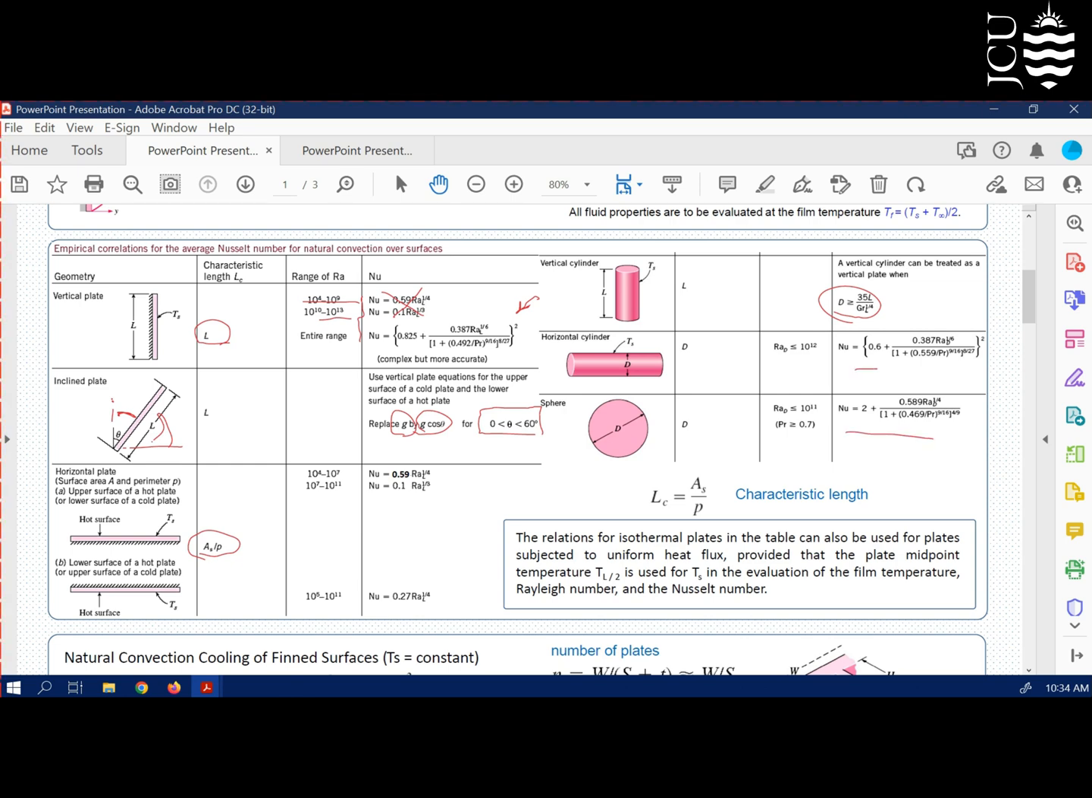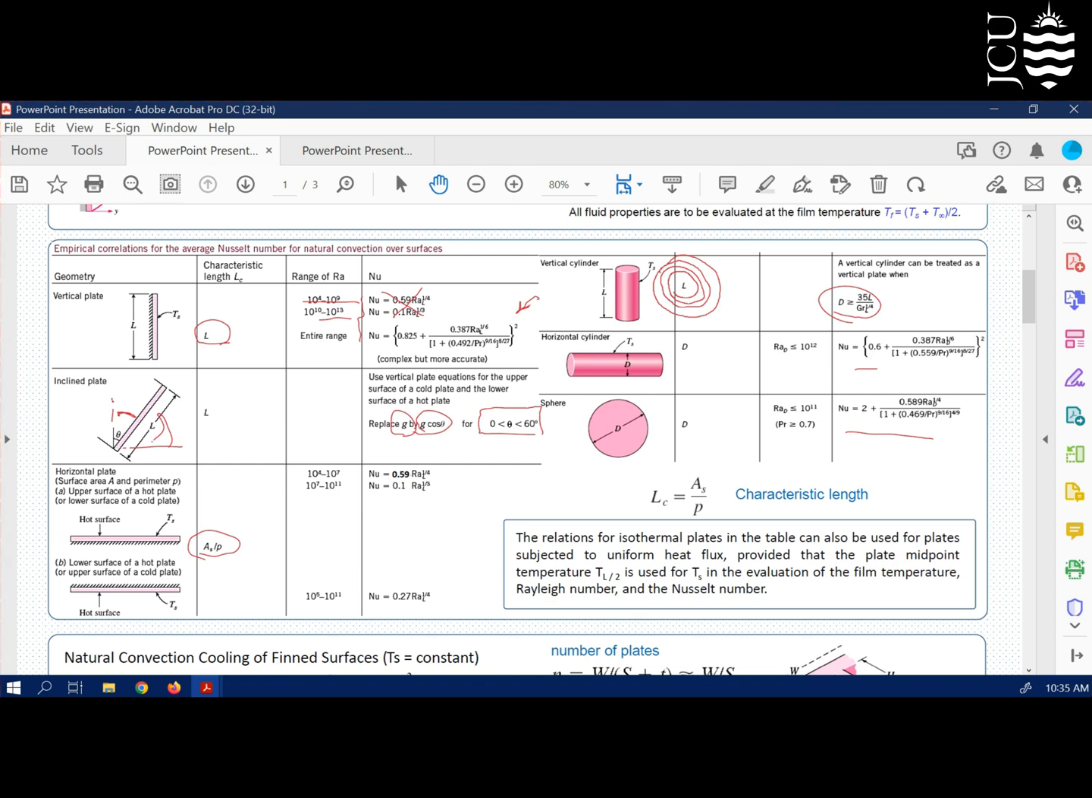Again, many students forget about this. If the cylinder is vertical, the characteristic length is going to be L, because we are going to use it as a vertical wall. Otherwise, we don't have any formula for a vertical cylinder, or you need to find it from the literature. It's not in our textbook.